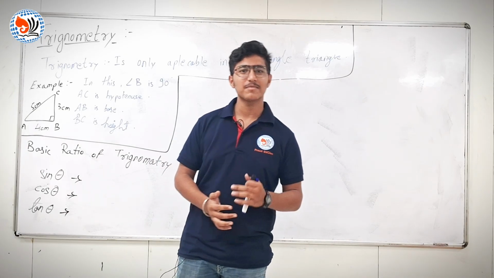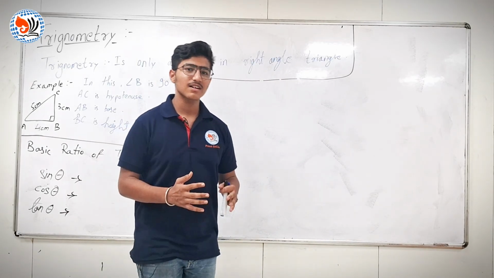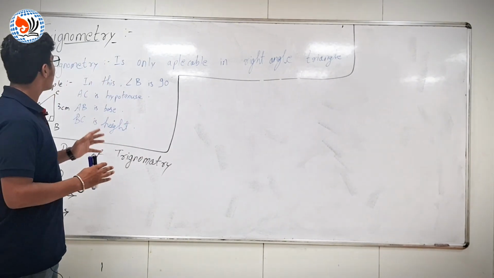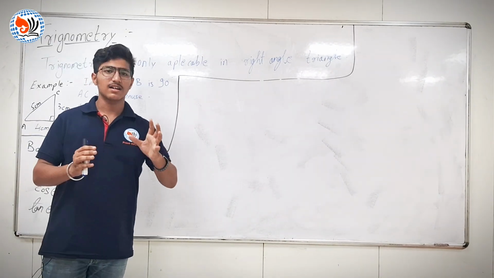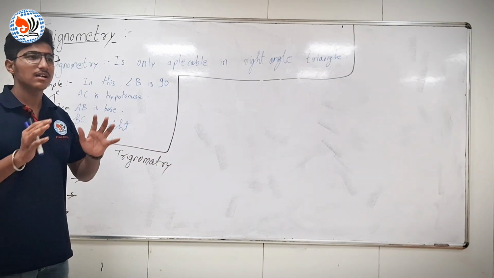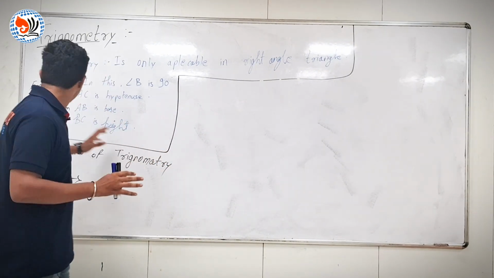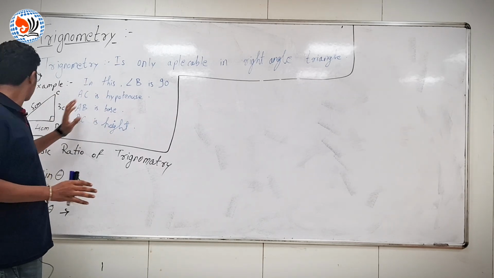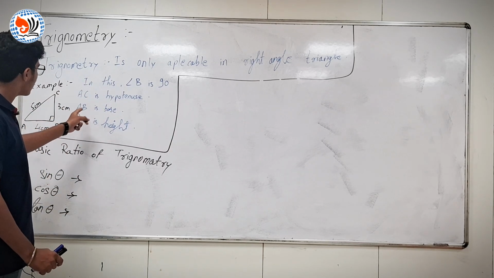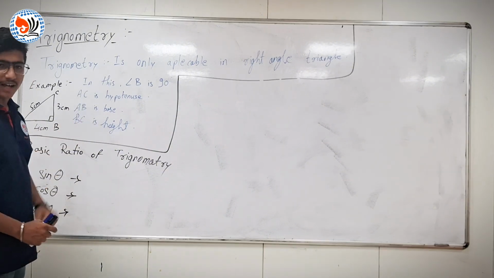Hello everyone, my name is Kunal Santani and we are going to start our new chapter, trigonometry. Trigonometry is only applicable in right angle triangles. Suppose we can take a very similar example. In this diagram, angle B is 90 degrees, AC is hypotenuse, AB is base, BC is height.